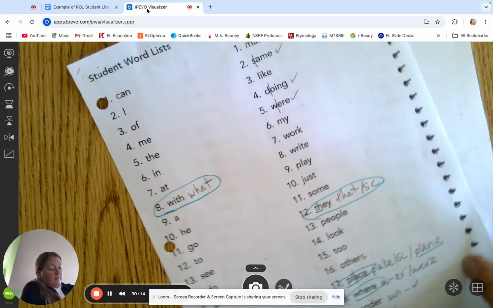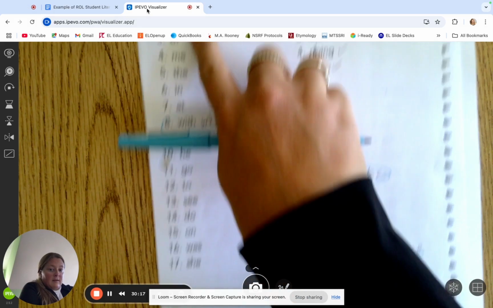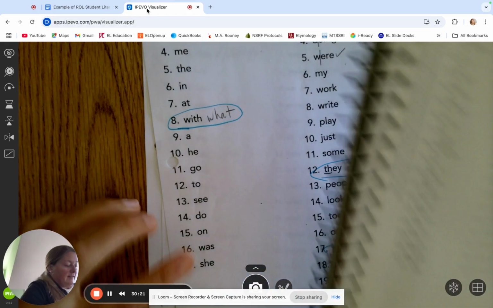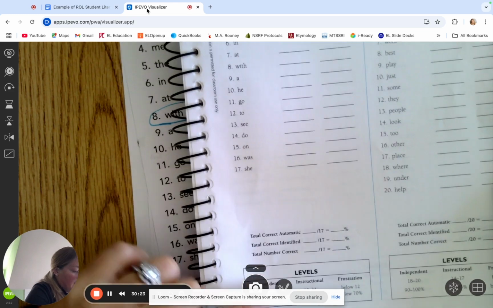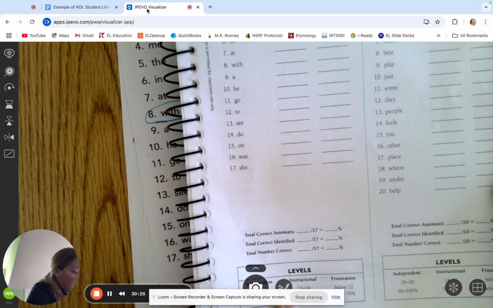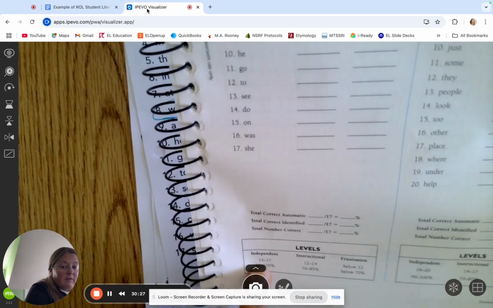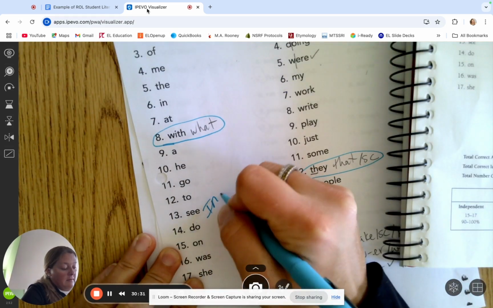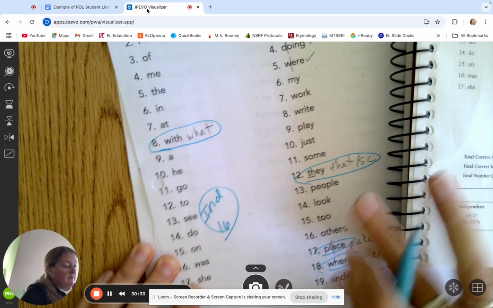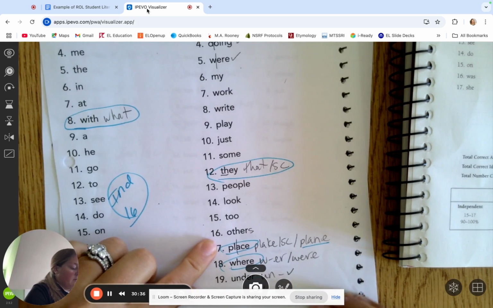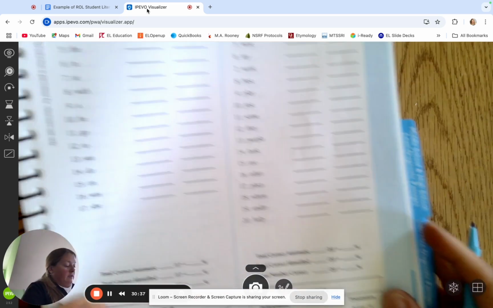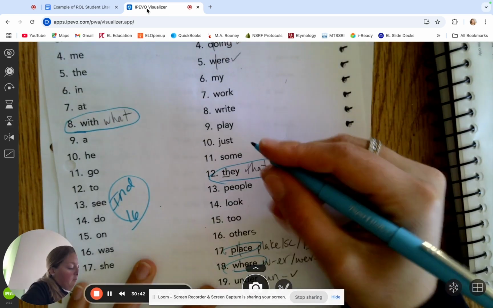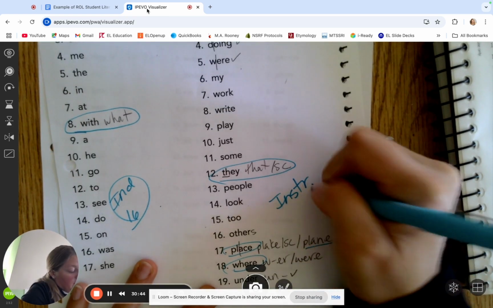So for our first list here with "can," we have 17 words. He got 16 out of 17 correct, which means that it is the independent level. That's what we're seeing here. So this is independent. It was 16. Here we have 3 words wrong. 3 words wrong brings it to a 17. That's an instructional level. So I'm going to do instructional level 17.